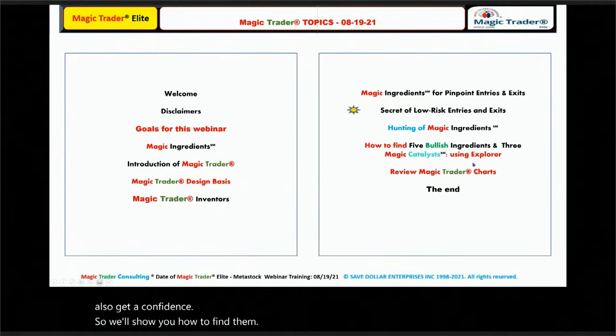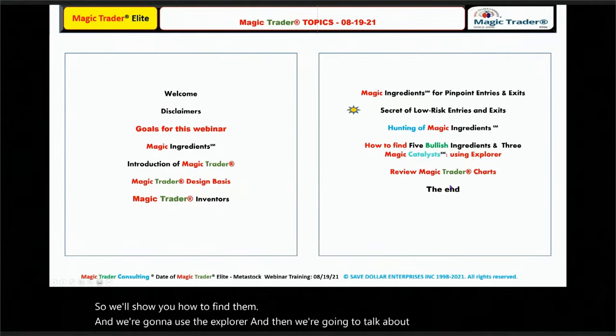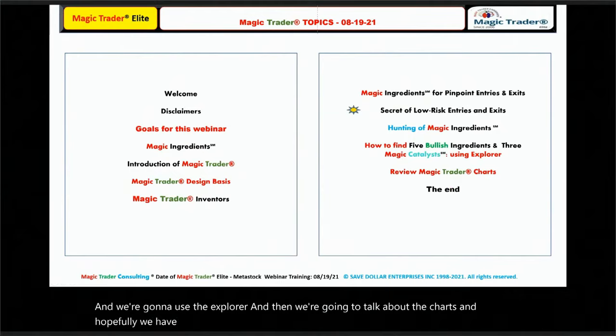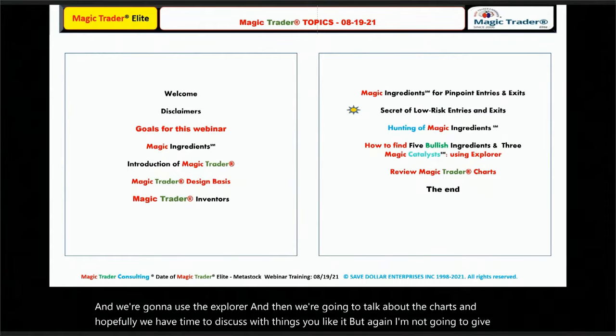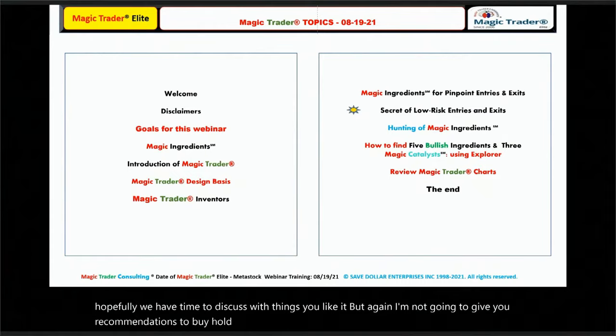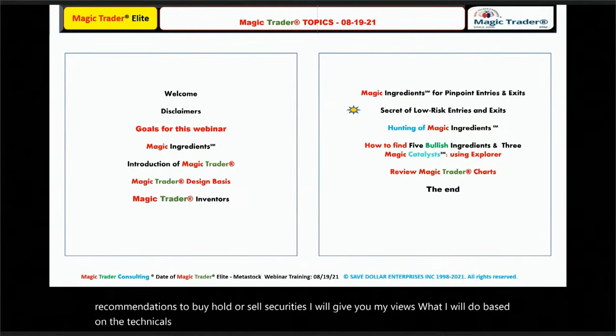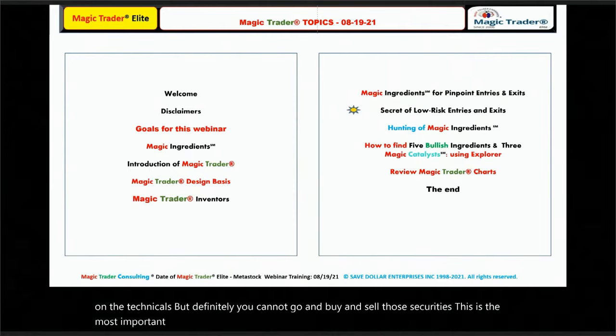We're going to use the Explorer, and then we're going to talk about the charts. Hopefully we have time to discuss the things you like. But again, I'm not going to give you recommendations to buy, hold, or sell securities. I will give you my views on what I would do based on the technicals, but definitely you cannot go and buy and sell those securities. This is the most important thing we want to tell you up front.